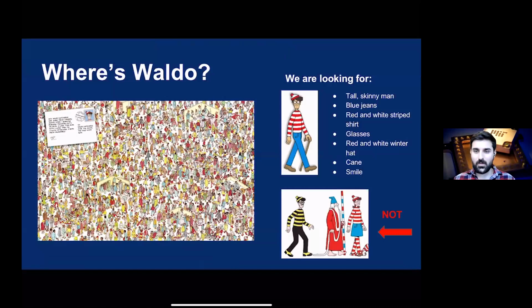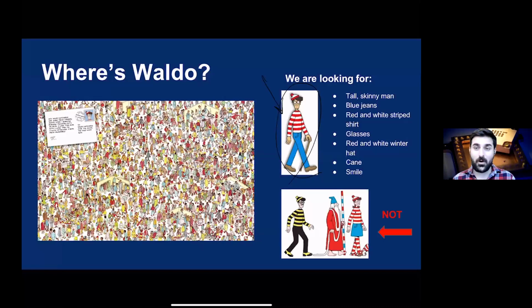Where's Waldo is a puzzle-like exercise, in a sense, where we're looking for this guy Waldo in a very big picture that has a bunch of different characters. We know what Waldo looks like. Specifically, Waldo is tall, skinny, a man. He wears blue jeans, has a red and white striped shirt, wears glasses, and has a cane and smiles. So we know what Waldo looks like, which is this guy.